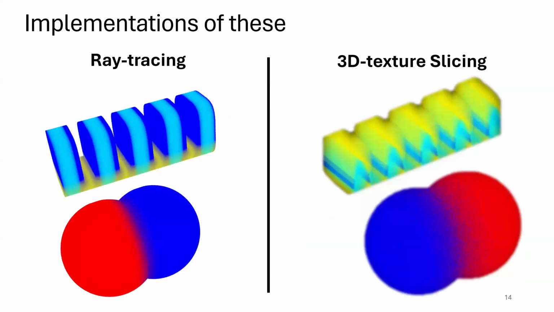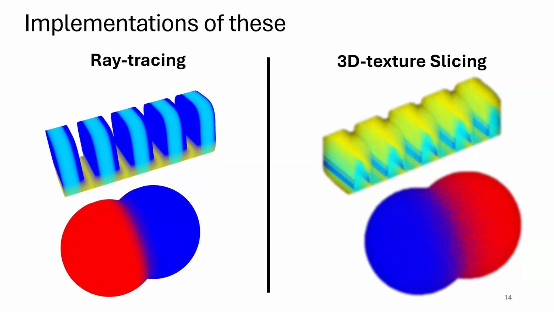I actually implemented both of these in advanced computer graphics. These are a couple of images that show it. On one side, we've got the ray tracing method. You can see we have pretty well-defined boundaries, pretty good lighting. For the 3D texture slicing, the lighting isn't as good. We kind of get this halo effect around the objects as we peer through them.